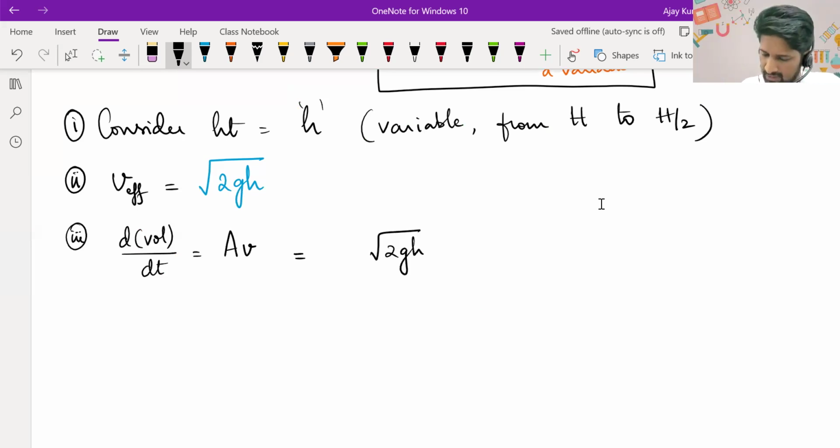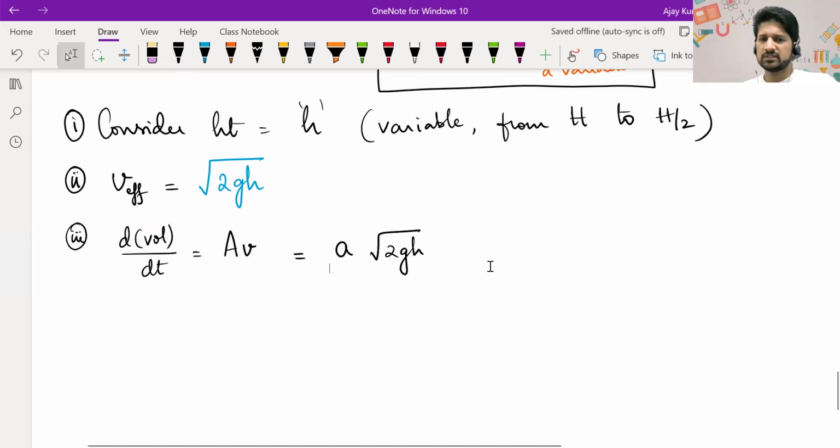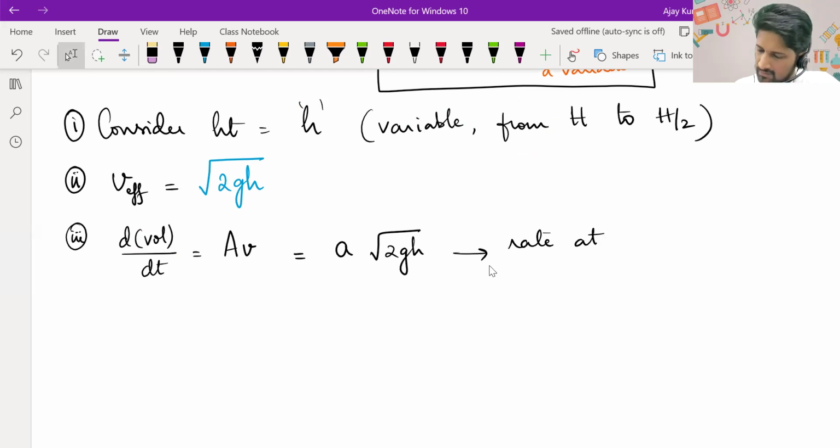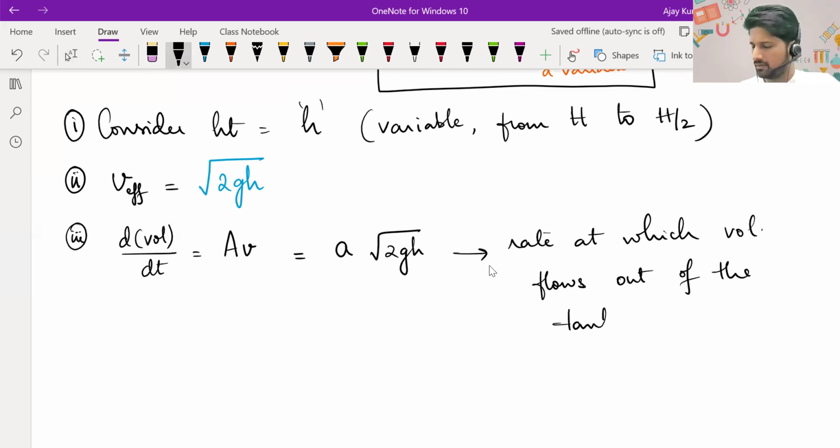Then you have to multiply it with the area of cross section of the tap itself, not somewhere else. So this is the rate of flow of volume. You can say this is the rate at which volume flows out of the tank.